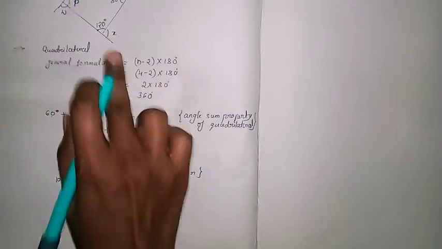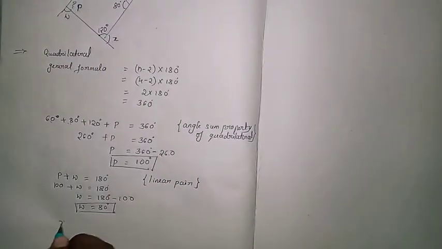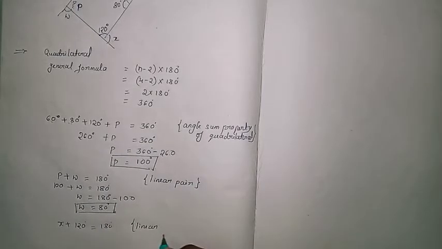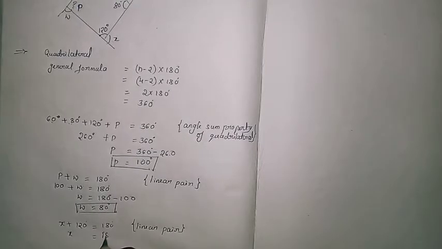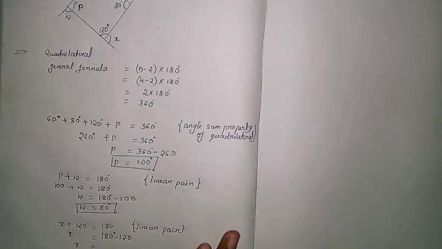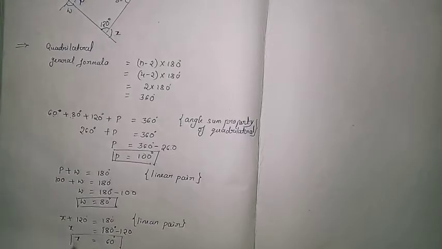Again we want the X value. X plus 120 degree is equal to 180 degree. Give the reason, because of linear pair. So if it is a linear pair, then X is equal to 180, and as it moves to the right hand side, it becomes negative: 180 minus 120. That means 60 degree. So X is equal to 60 degree. X, W we got.